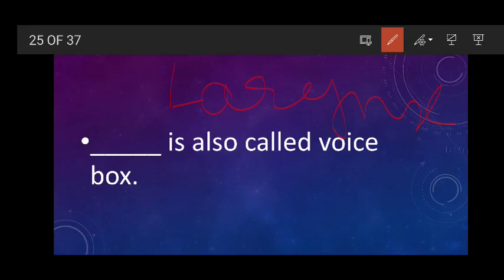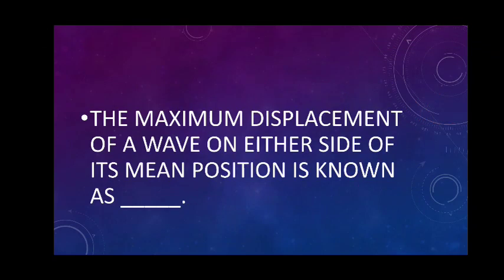And you know that in human beings sound is produced when our vocal cords vibrate on blowing air through them by our lungs. So our throat has the larynx and the voice is produced in the larynx, and that is why larynx is called as what? Voice box.